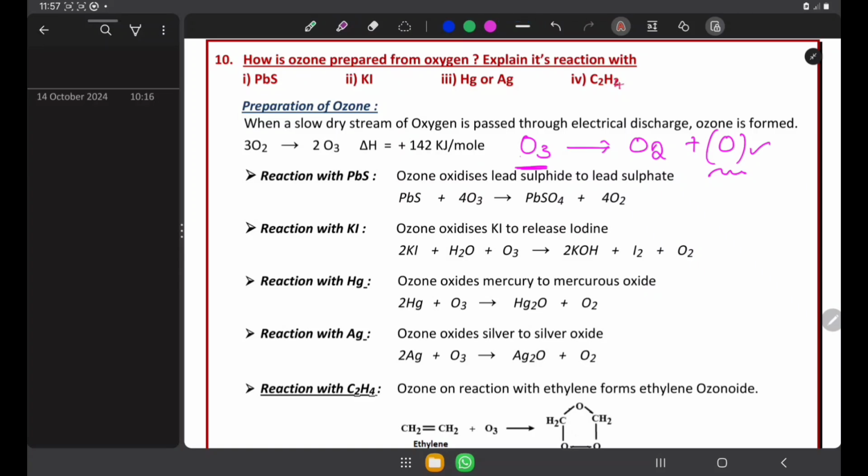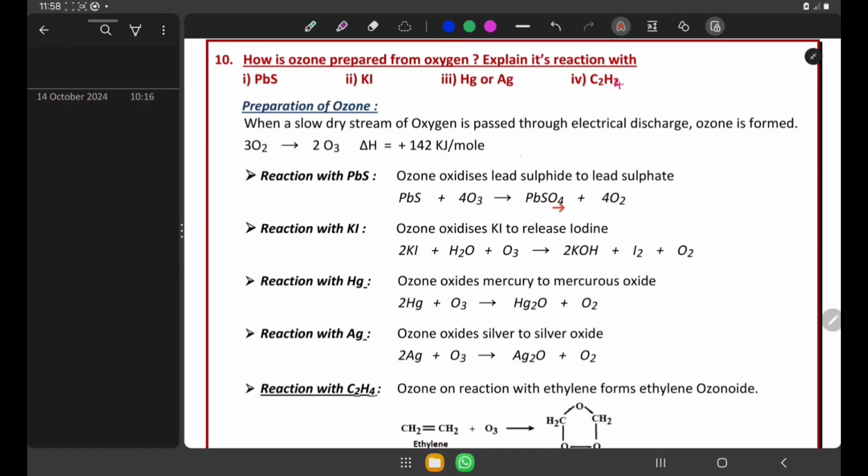It's very powerful. So for example, let's see the first reaction. In this first reaction, PbS, lead sulfide, reacts with 4 moles of ozone. As I told you, 1 mole of ozone gives 1 oxygen to other compounds. Here there are 4 moles of ozone, so lead sulfide will get 4 oxygen atoms. Then PbS is converted to PbSO4. From where has this O4 come? These 4 oxygens have come from 4 ozone molecules.